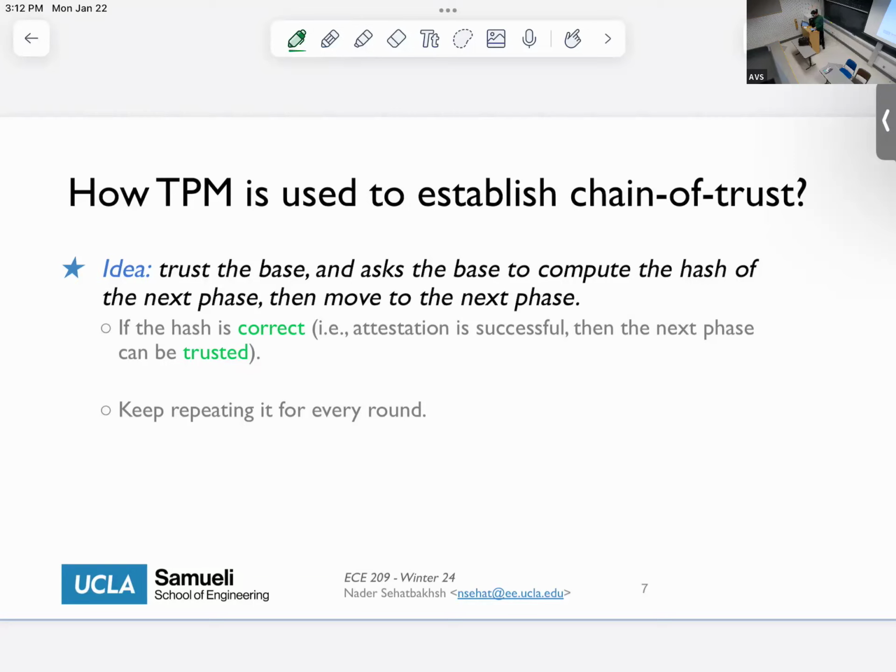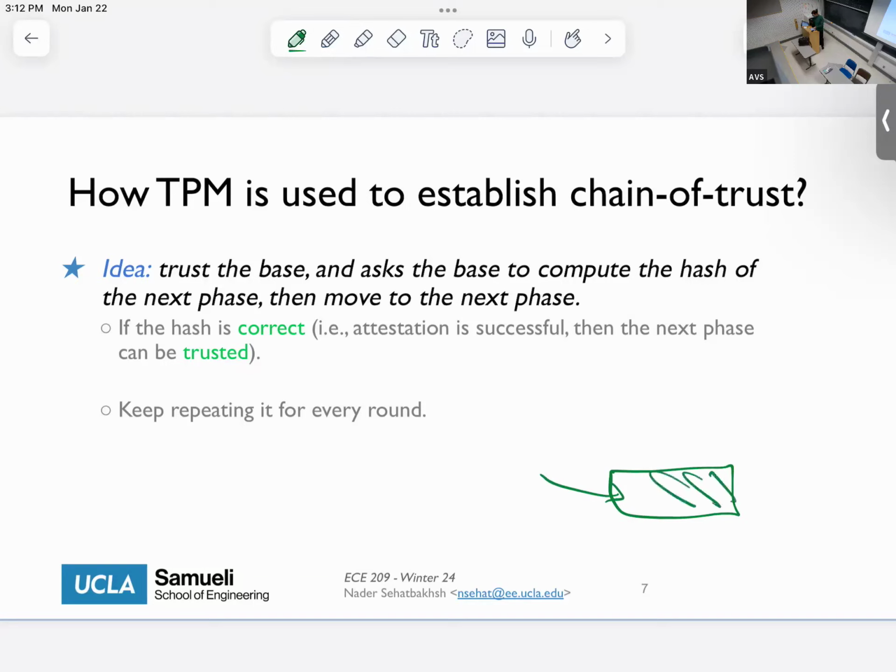You can think about this as building a house. We start with the foundation, and we trust this foundation. We don't necessarily start with a very large foundation, because if the foundation is large, then it's very hard to verify.